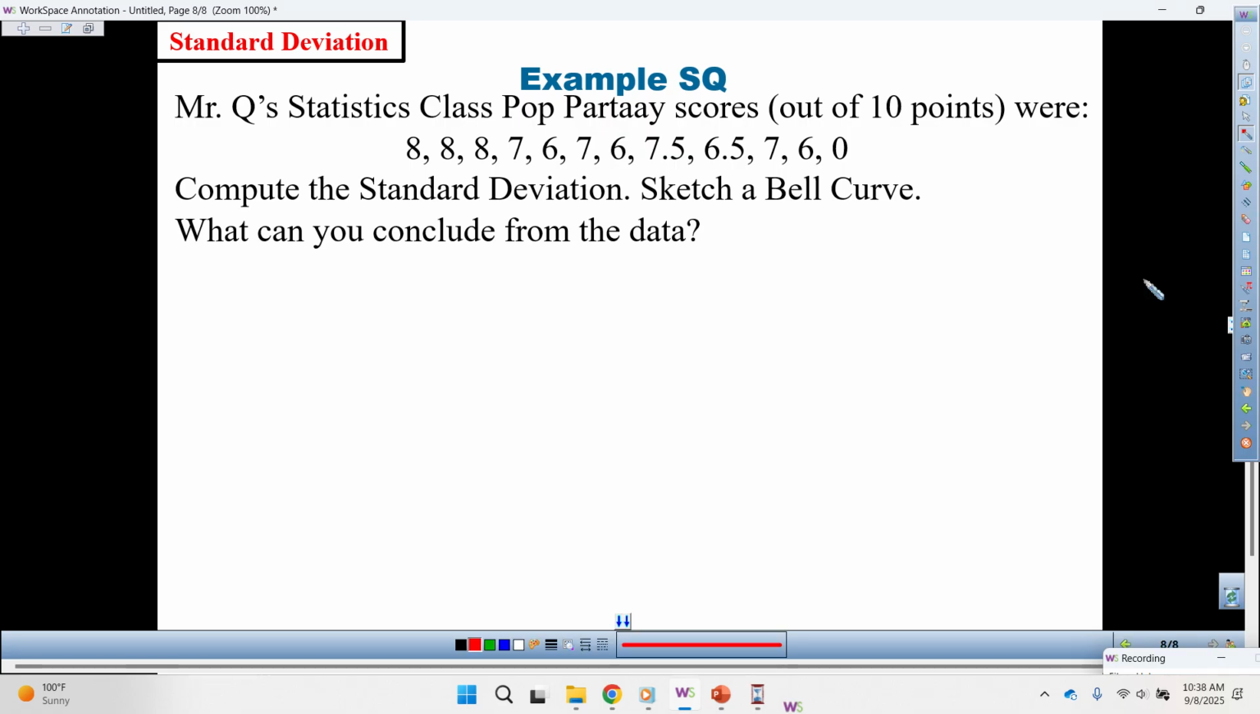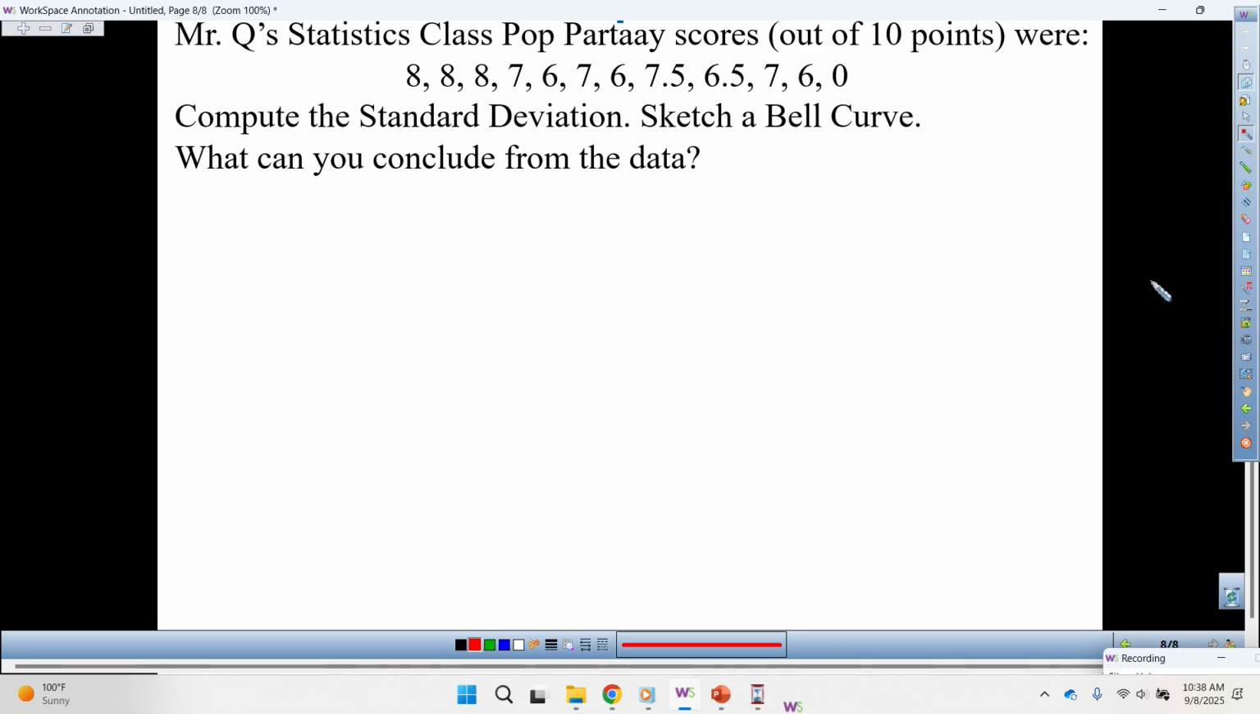For this one, you only copy the data. It reads, Mr. Q Stats class part-taste scores out of 10 points were, and this is for Friday's block part-taste, 8, 8, 8, 7, 6, 7, 6, 7.5, 6.5, 7, 6, and look at this last one, 0.